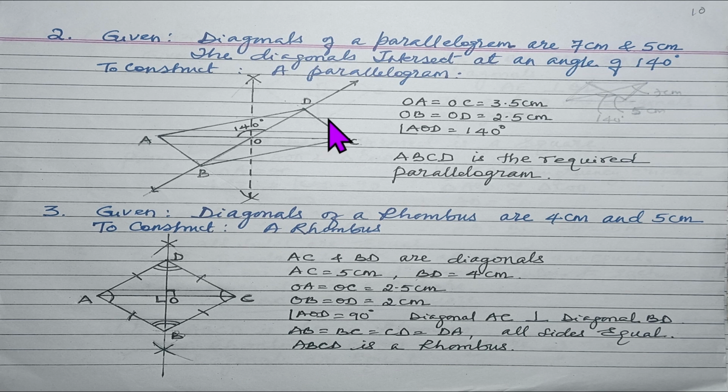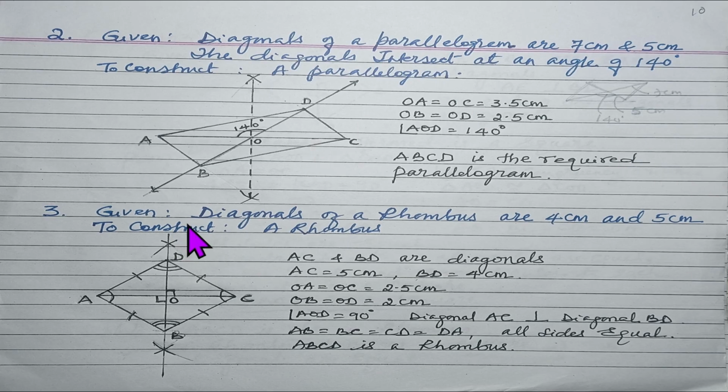We will get a parallelogram of the given diagonals, that is AC is equal to 7 centimeters, BD is equal to 5 centimeters, and also the angle between the diagonals is 140 degrees. So that is the parallelogram, and that is how we construct the ABCD with the given information.